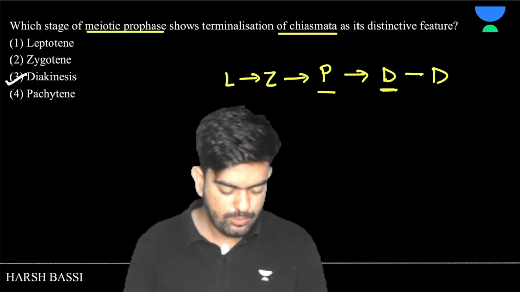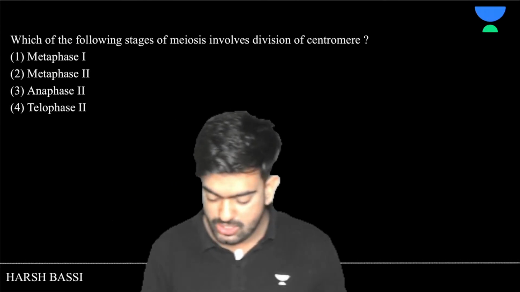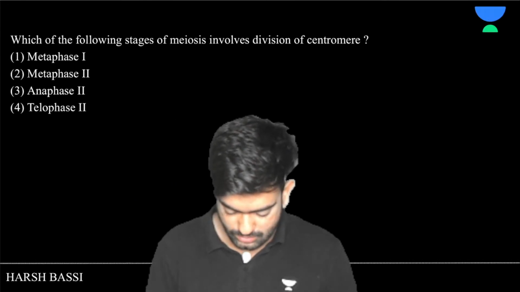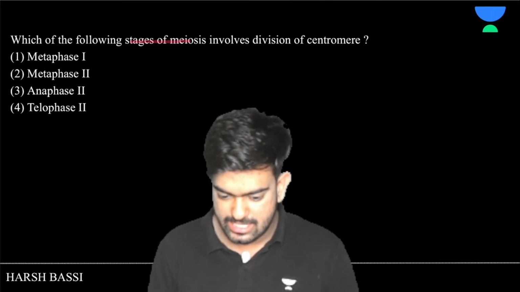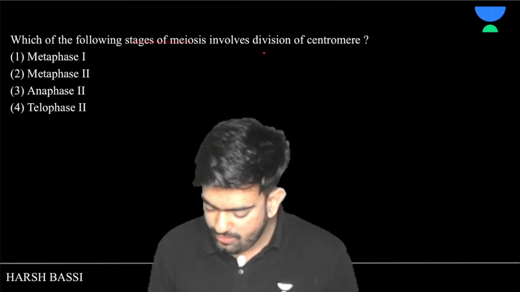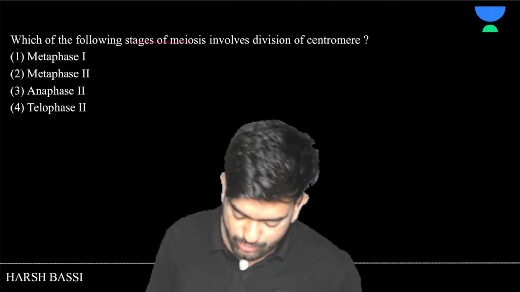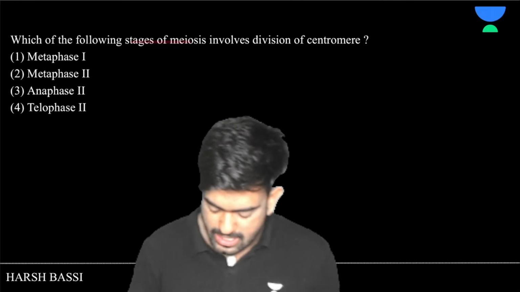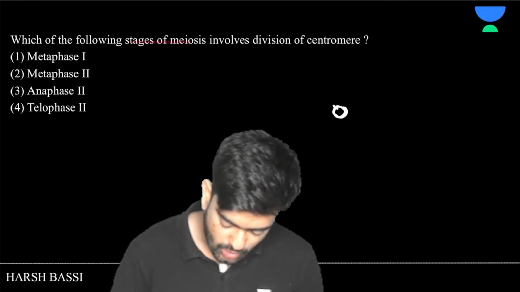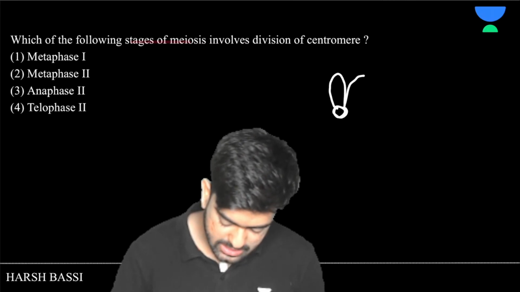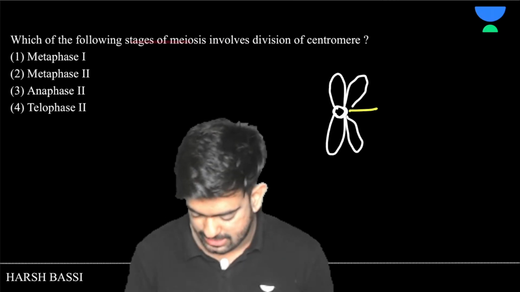Now let us move on with the next question. Which of the following stages of meiosis involves division of centromere? Sir, what was centromere? You remember that if I'm talking about a chromosome, this particular structure is the centromere. Yes, great.